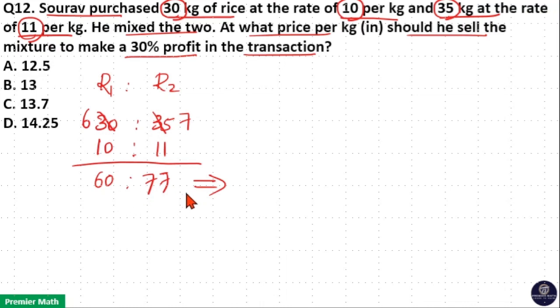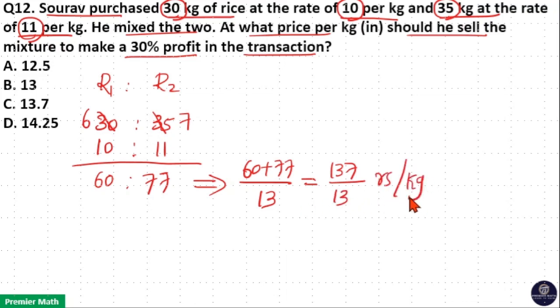Now if you take the price of the new mixture, total parts are 60 plus 77. So 60 plus 77 divided by total weight ratio, parts are 6 plus 7, 13. Now this will become 137 by 13 rupees per kilogram for new mixture. That is new mixture price is equal to 137 by 13. This is the cost price of the new mixture.